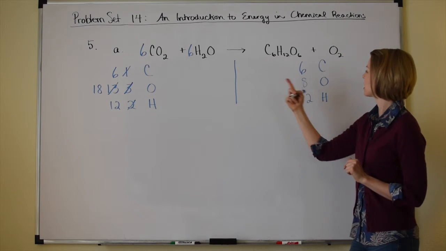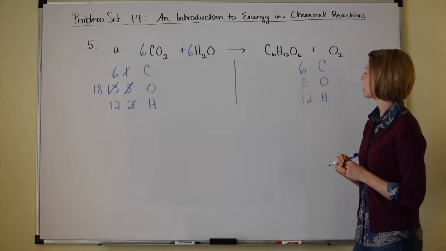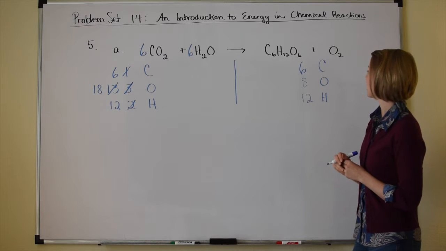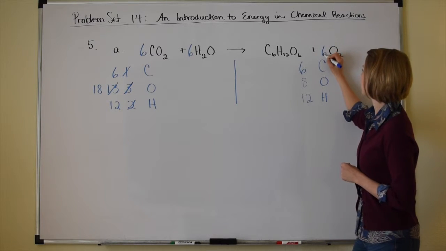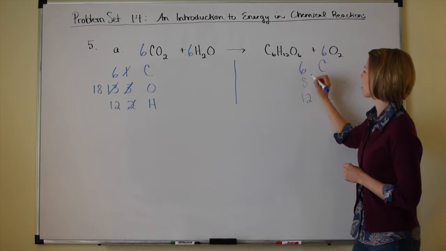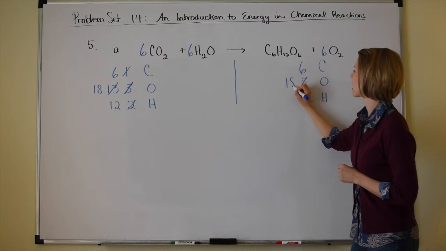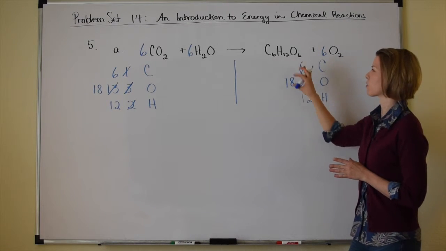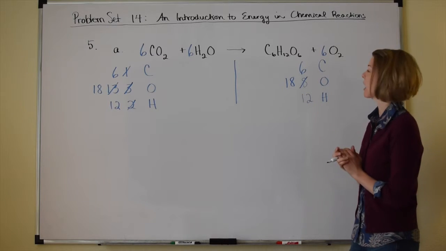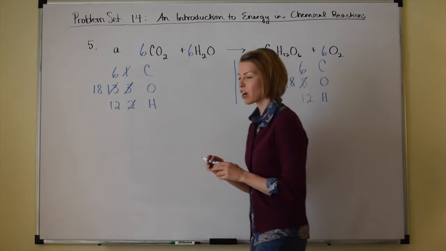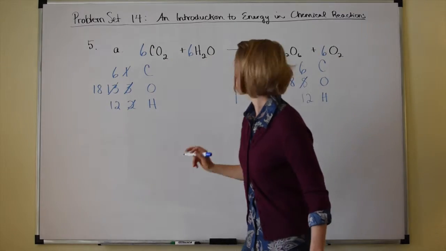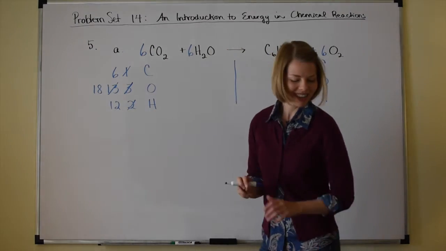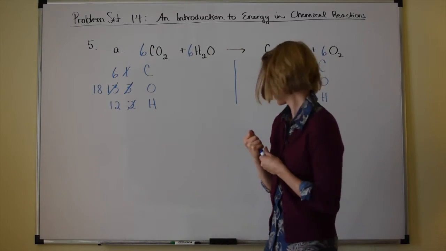And now that my carbon and hydrogen are balanced, now oxygen is not so hard because we can see that we just need to make this number balance out to 18. So I'm going to go ahead and put a 6 here to bring this up to 12 plus the other 6 makes it 18. And I didn't have to throw my carbon or hydrogen out of balance to do that. All right, so we are balanced. So that is A. So let's go ahead and go on to B.